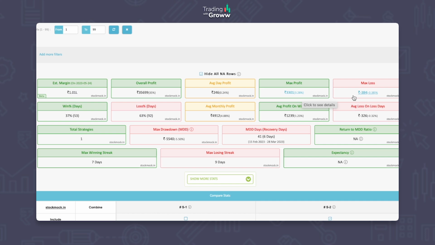So maximum profit is 10 times of your overall maximum loss. So this is why this strategy, on overall returns wise, might be slightly lesser. But on a risk to reward ratio wise, this strategy is much better. And even if you see the overall maximum drawdown, it has given only 5,000 rupees of overall loss.